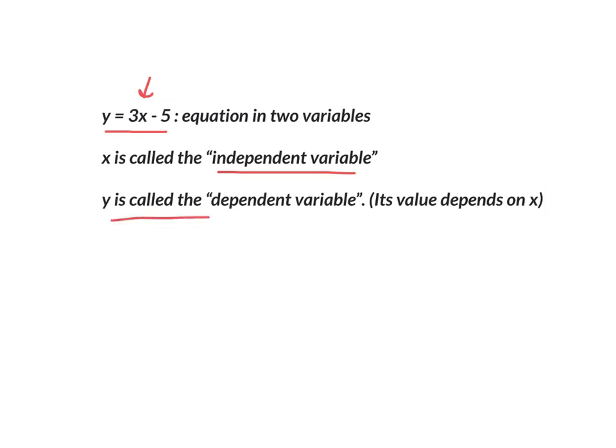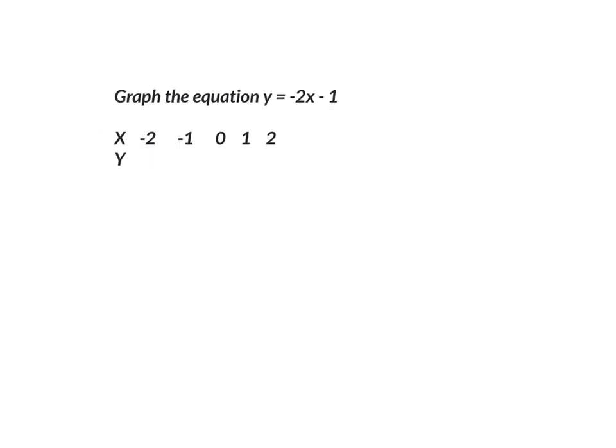But y is called the dependent variable because the value of y is completely dependent on what you put in for x. So y depends on the value of x. That's why it's called the dependent variable, and x being the independent variable, because x is whatever you want it to be. Okay, it says graph the equation y equals -2x minus 1.